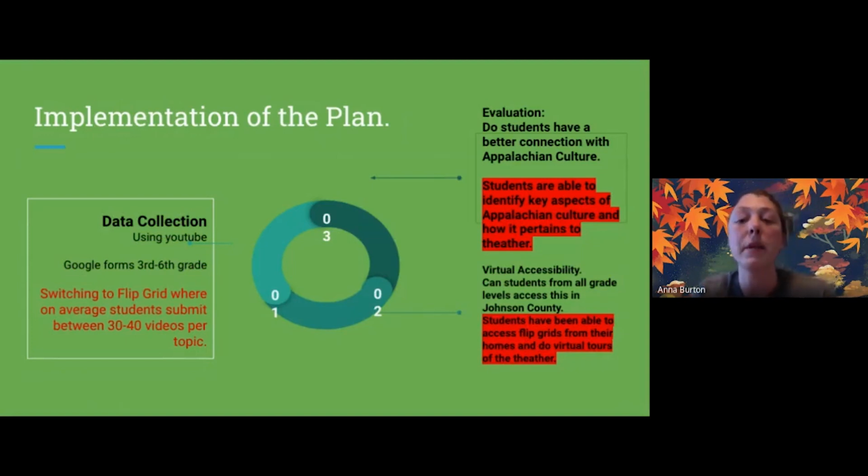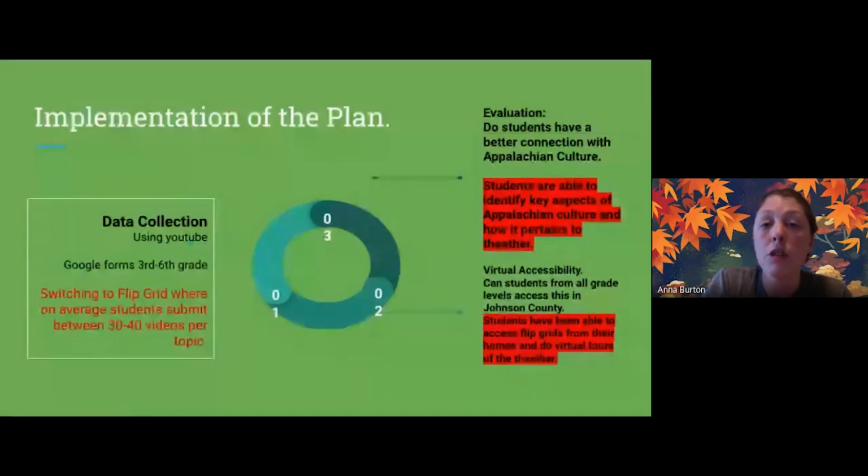Virtual accessibility. Can students from all grade levels access this in Johnson County? Yes, they can. But they have to have the code to get into the Flipgrid, which again makes it safe, and it just works really well for us. Students have been able to access Flipgrids from their homes and do virtual tours of the theater. Now I'm going to show you a video really quickly, and this is one of our students. This is Cindy.